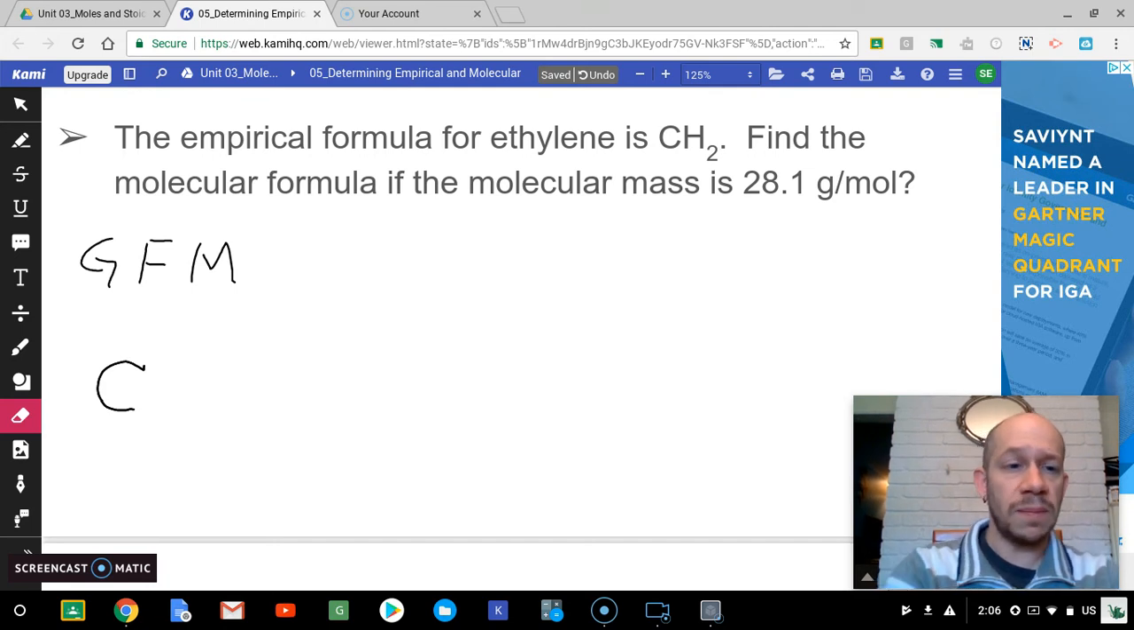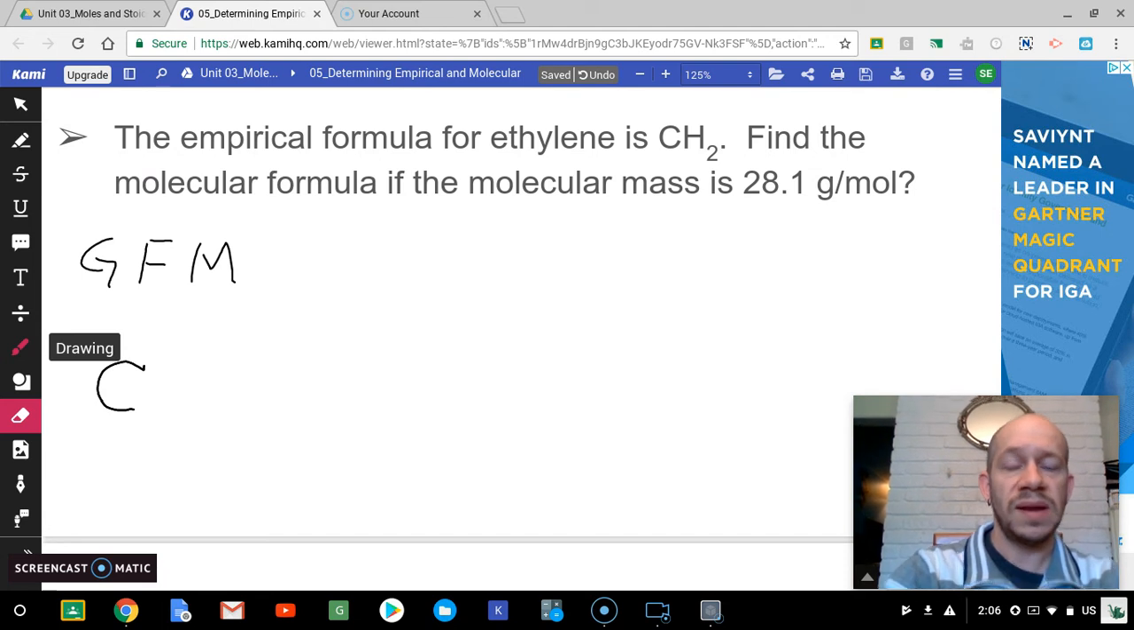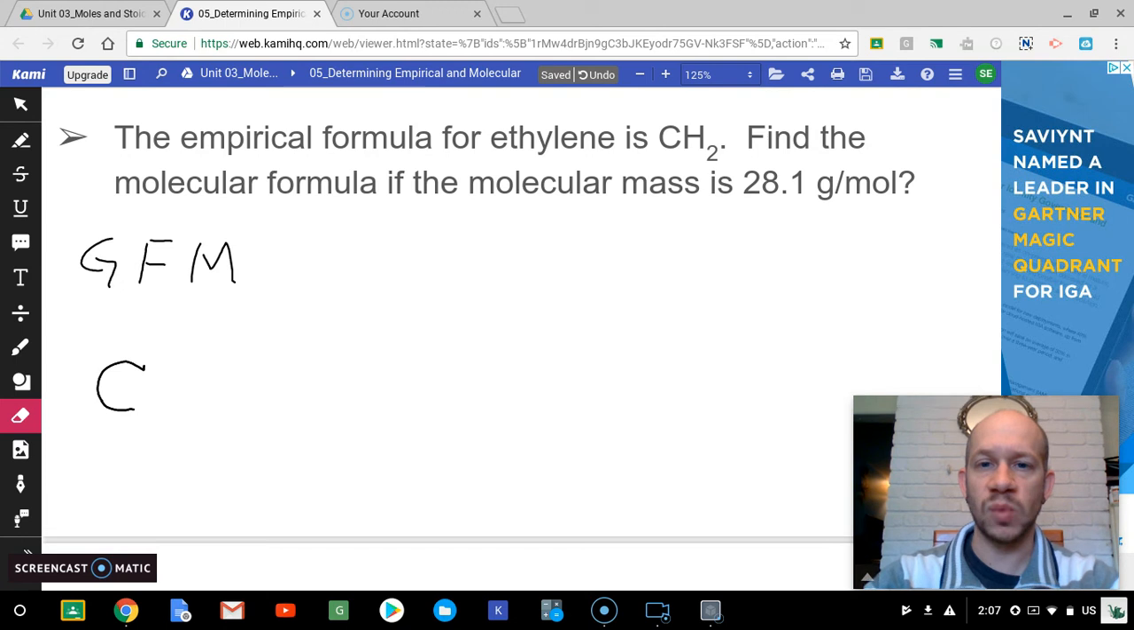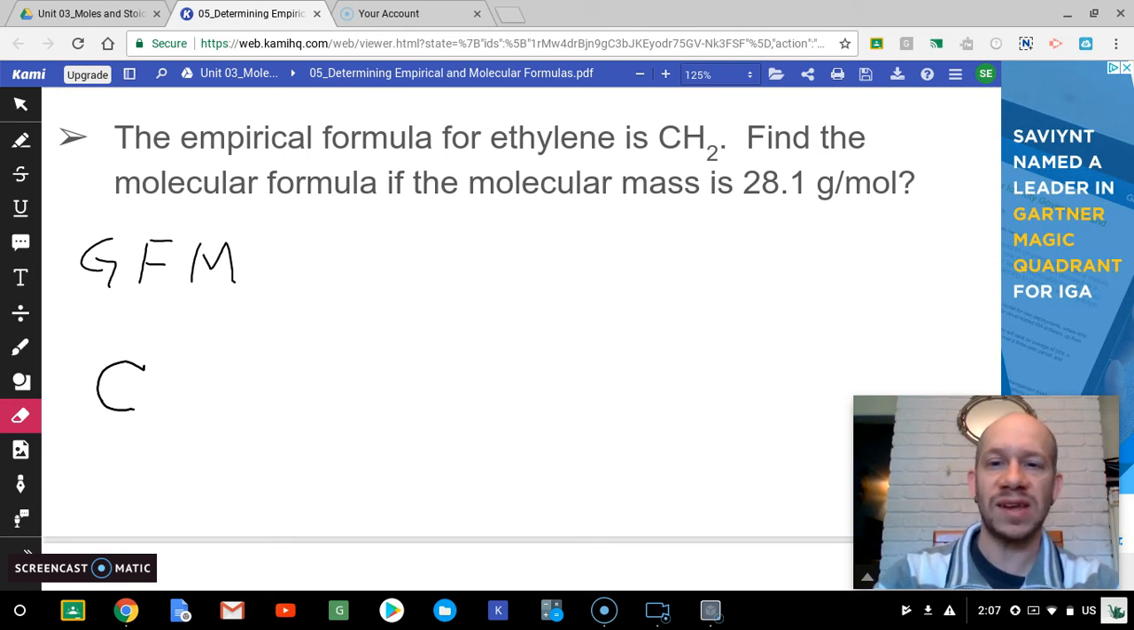I have one carbon. The mass of carbon is 12. So 1 times 12 is 12. I have two hydrogens. The mass of hydrogen is 1. So 2 times 1 is 2. So 12 plus 2 is equal to 14. In order to find the multiple I need to multiply my empirical formula by, I'm going to take 28, my grams given, divided by 14. So 28 divided by 14 is going to equal 2. So I'm going to take CH2 and multiply each of these subscripts by 2. So my molecular formula will be C2H4.